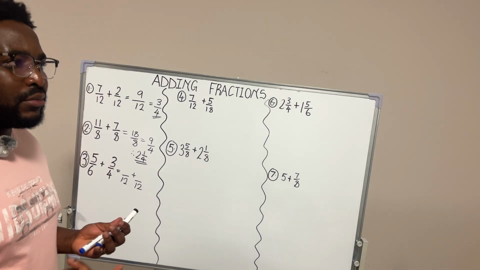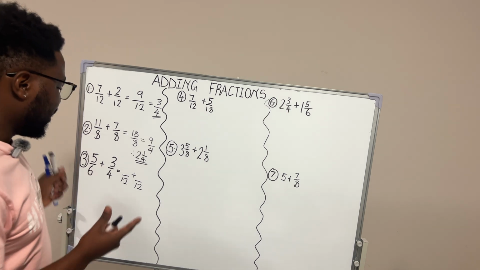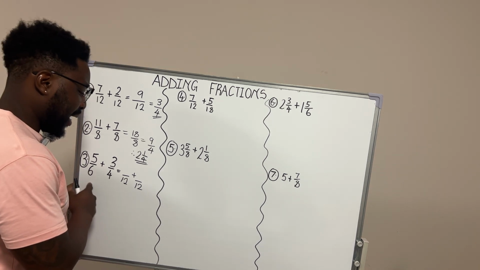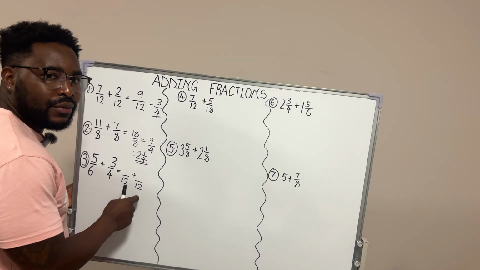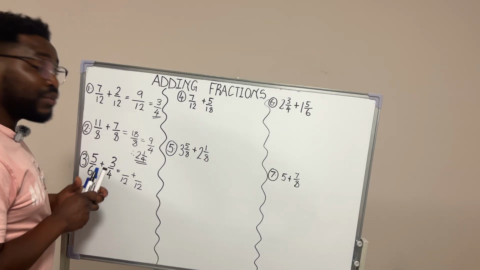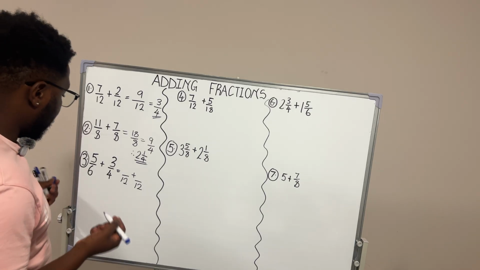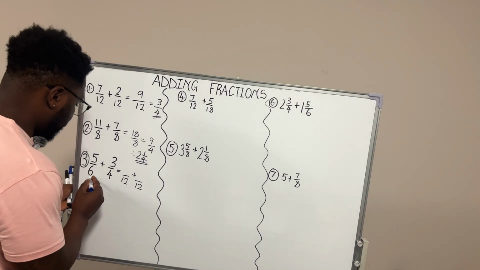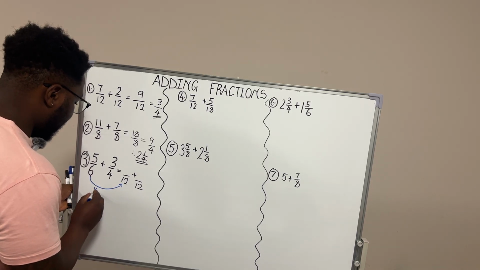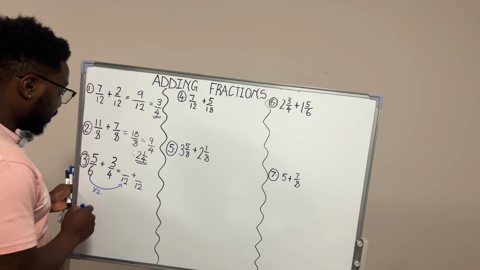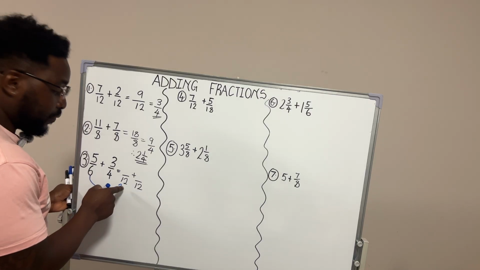Right now we are like, Mr. Salimata, where has the 12 come from? How did we come from 6 to get to 12, and how did we come from 4 to get to 12? Okay, so what we did right here is simply multiplying. For 6 to 12, what did we do? We just multiplied by 2, because 6 multiplied by 2 is 12.